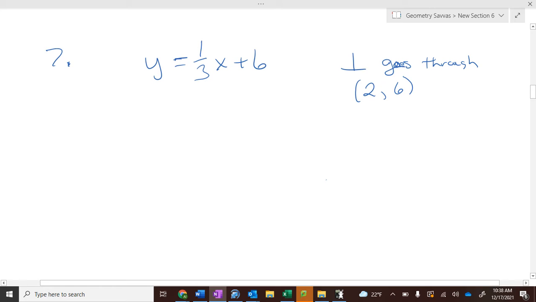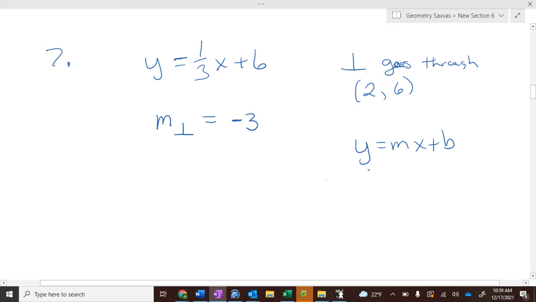So here's a line. Y equals 1/3 x plus 6. We want the equation of the perpendicular line that goes through the point 2, 6. If it's perpendicular, what's the slope of the perpendicular line going to be? -3, because it's the opposite reciprocal of 1/3. So this is a slope. Here's a point. We could put it in point slope form, or we could go y equals mx plus b and just solve for b.